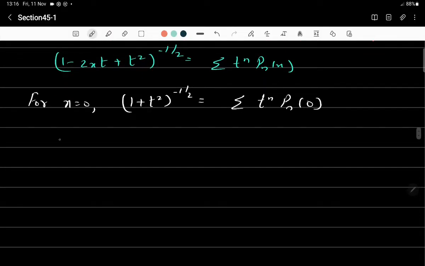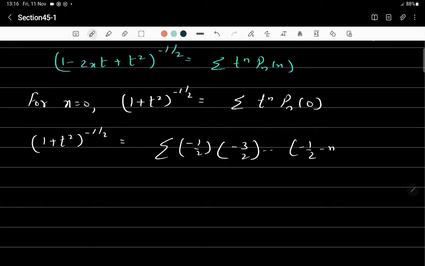Now if I expand (1 plus t square) raised to minus half, it can be written as summation minus half, then minus half minus 1, so minus 3 by 2, and so on, up to minus half minus n plus 1.